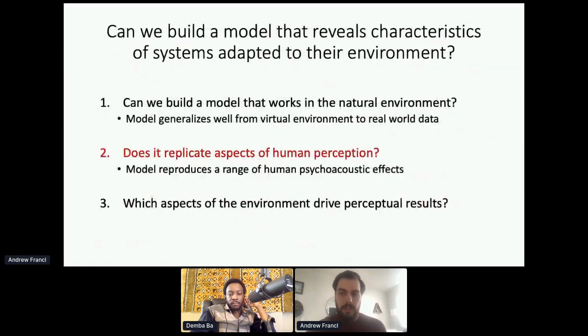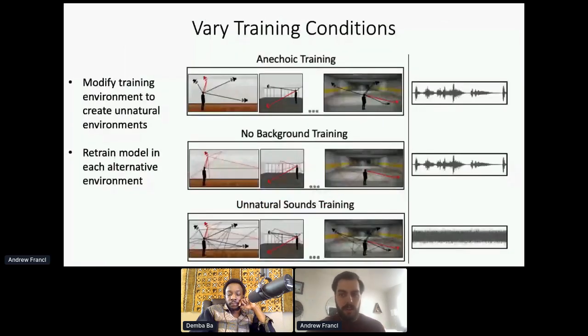And so now that we know that our model actually does mirror a wide range of aspects of human perception, despite never being directly trained to do so or fit to human data, this now brings us to the last section of our talk. In this, we'll investigate how the environment drives these perceptual results. So to look into this, what we do is modify some aspect of the training environment and retrain this model in this alternative environment. These modifications include things like removing echoes from the environment, shown on the top, or removing background noise from the environment, which is shown here in the middle, or training with unnatural sounds, shown on the bottom. And in this case, the unnatural sounds are bandpass noise.